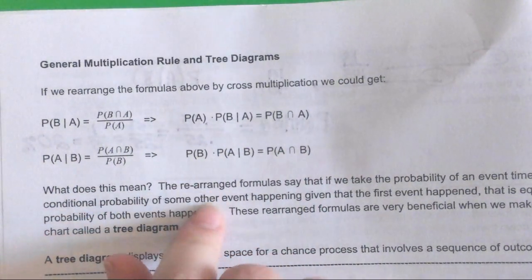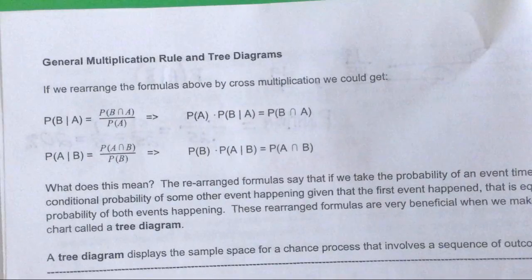And again, what does this mean? Read what it means for me, Mackenzie. What does this mean? The rearranged formulas say that if we take the probability of an event times the conditional probability of some other event happening, given that the first event happened, that is equal to the probability of both events happening. These rearranged formulas are very beneficial when we make a flow chart called a tree diagram.